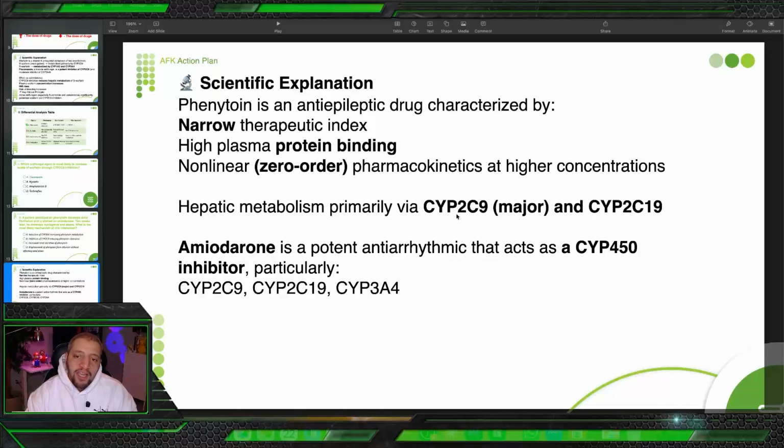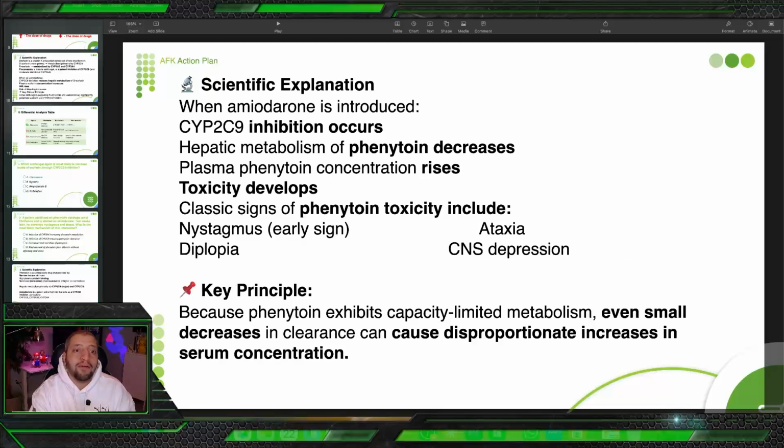Hepatic metabolism is via CYP2C9, which is major, and we have 2C19. Amiodarone is a potent antiarrhythmic that acts on CYP450, and is specifically an inhibitor of 2C9, 2C19, and 3A4. So what's going to happen for this patient? When you combine them together, you have inhibition of 2C9. Hepatic metabolism of phenytoin decreases. So plasma phenytoin concentration rises. So toxicity develops for this patient. And the patient here has this sign of toxicity, phenytoin toxicity.